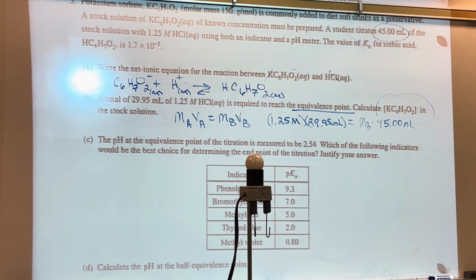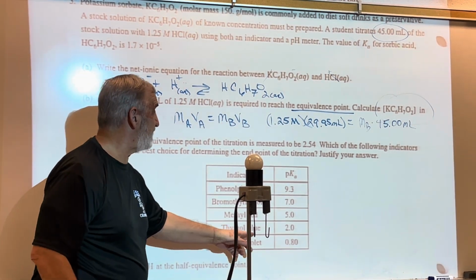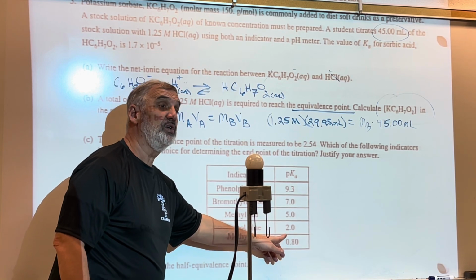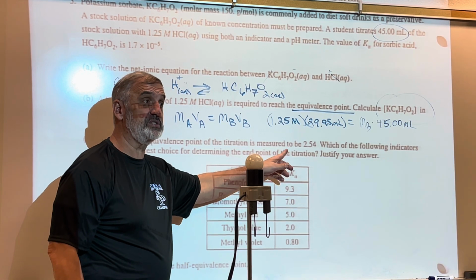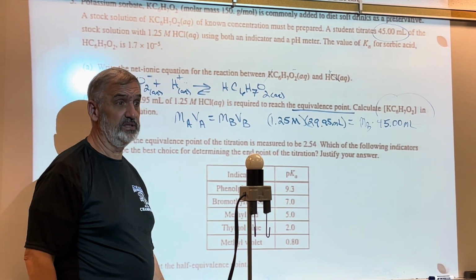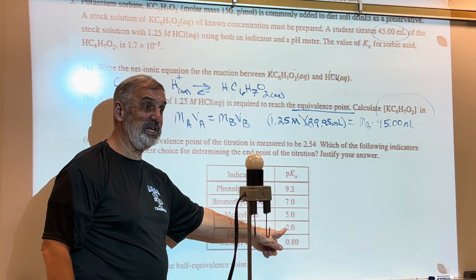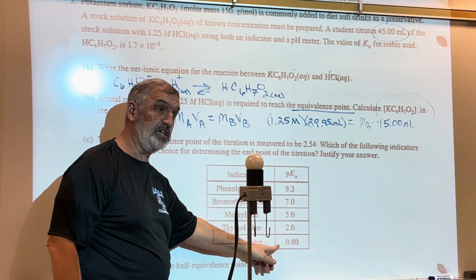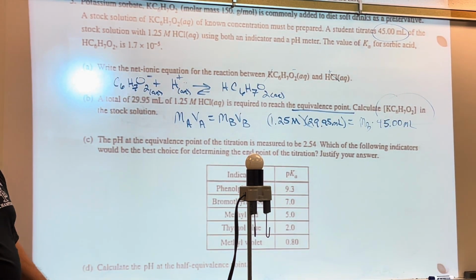How should we word it? Justify your answer means that because the pKa is 2, it will change colors. The endpoint will be close to 2, which is closest to the equivalence point, which is ideal for an indicator. You just need to make this statement: the pKa of the indicator is closest to the pH at the equivalence point, which means it'll change colors, which means the endpoint and equivalence point will be close.